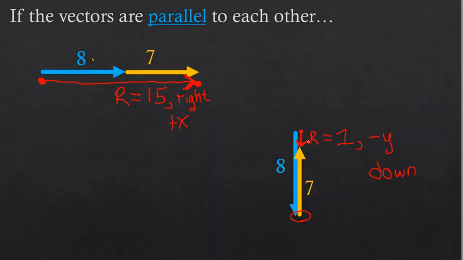One thing I just want to point out, notice we added two vectors, 8 plus 7, but the results were very different depending on the direction of those vectors. And that's why vector directions are so important. 8 plus 7 is not always 15. Sometimes it's 1. So keep that in mind.